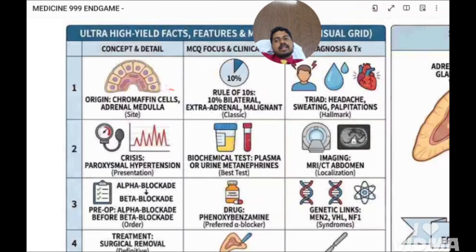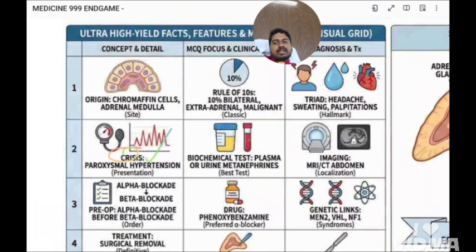Now what is the origin of pheochromocytoma? What are the original cells? These are chromaffin cells, which are present in the adrenal medulla. So the rule of 10 I told you. What is the triad? Headache, sweating and palpitation. This is the hallmark triad that you have to remember. In House MD, I think season number 2 episode number 1 actually deals with pheochromocytoma, where you see a convict who has headache, sweating, and palpitation, the same triad.